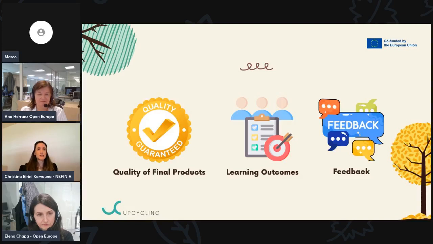By examining these indicators and criteria, schools can ensure that upcycling activities not only promote sustainability, but also contribute positively to the educational experience, fostering creativity and encouraging a broader focus on environmental responsibility.